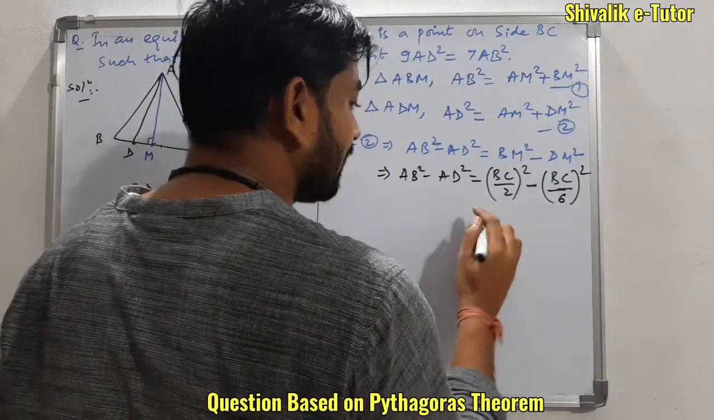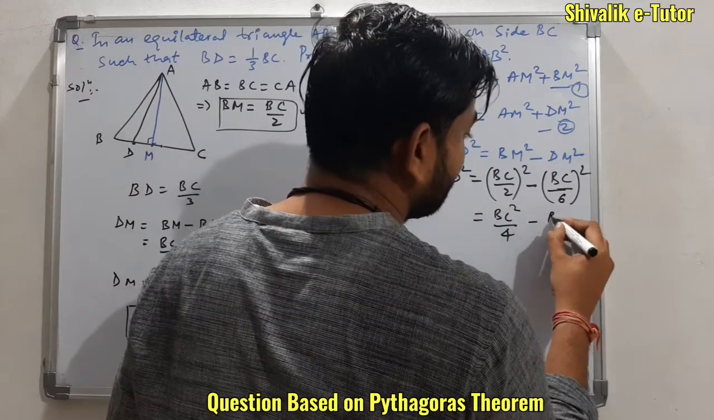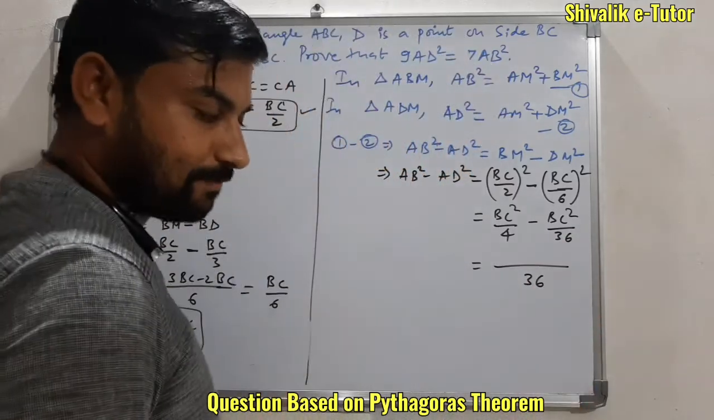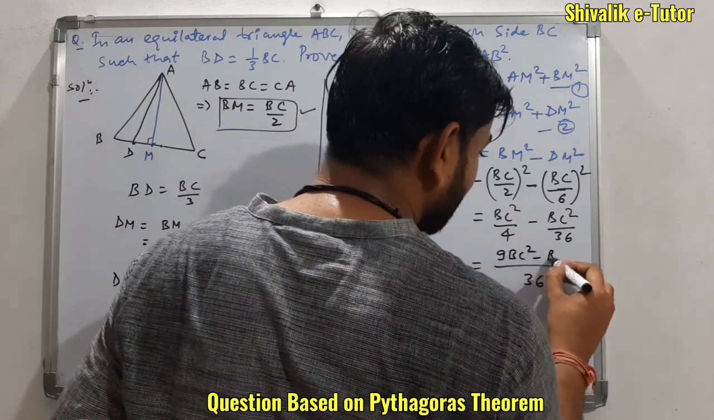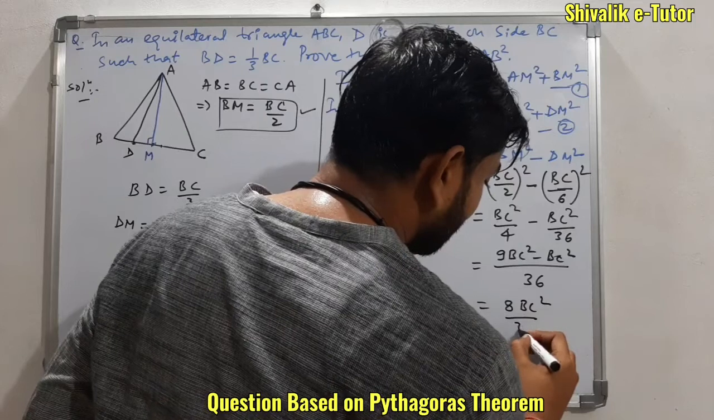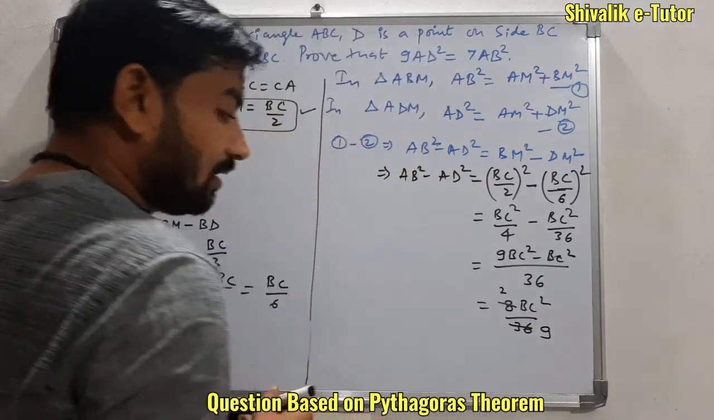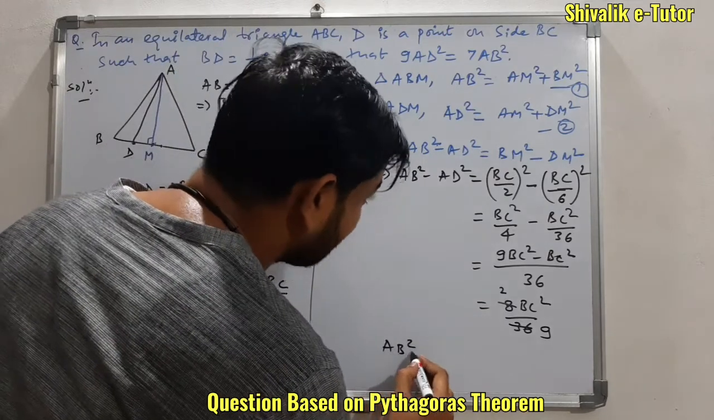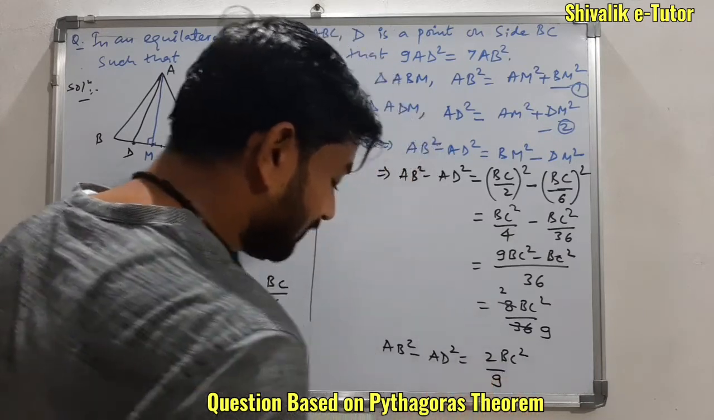Now simplify this. RHS, LHS is as it is. So this is BC square by 4 minus BC square by 36. If you take the LCM, this will come out to be 36. So when we write this, we'll be getting 9BC square minus BC square. So the result is coming out to be 8BC square upon 36. If you divide it by 4, this will be 2 times and this will be 9 times. Now, when we look at this result, what we are getting, AB square minus AD square is equal to 2BC square upon 9. This is the result.